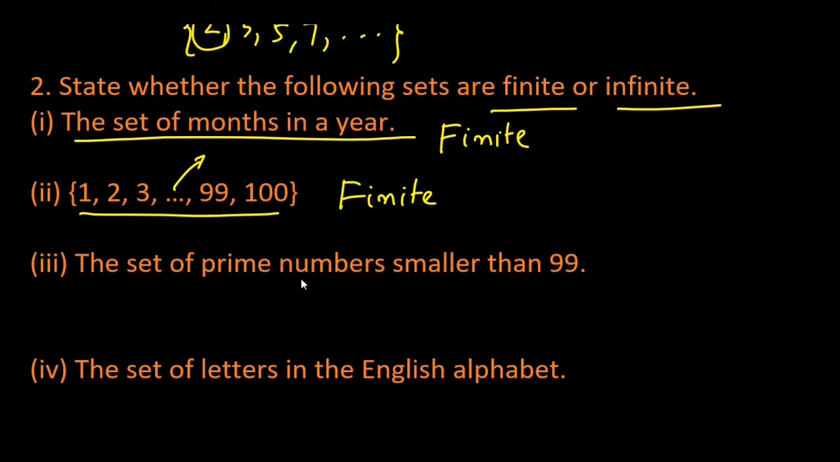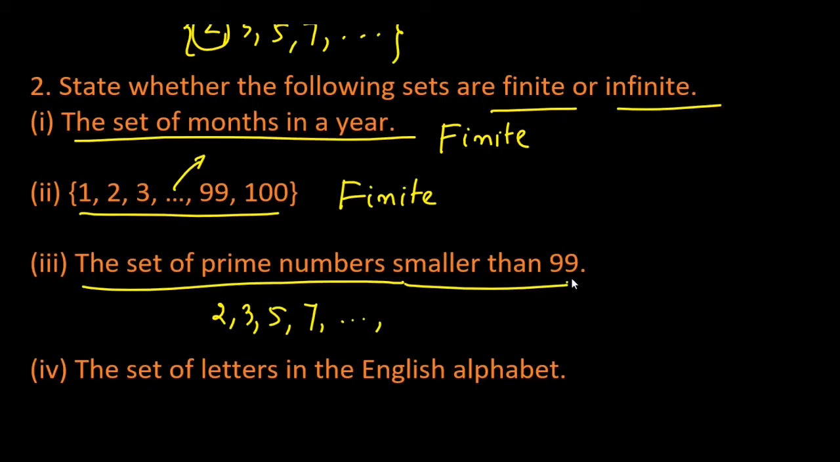The third one, the set of prime numbers smaller than 99. Set of prime numbers smaller than 99. So it should start from 2, 3, 5, 7, etc. And we should end with a number less than 99. Say 97, so up to 97. So it is a set of finite elements. So it is a finite set.